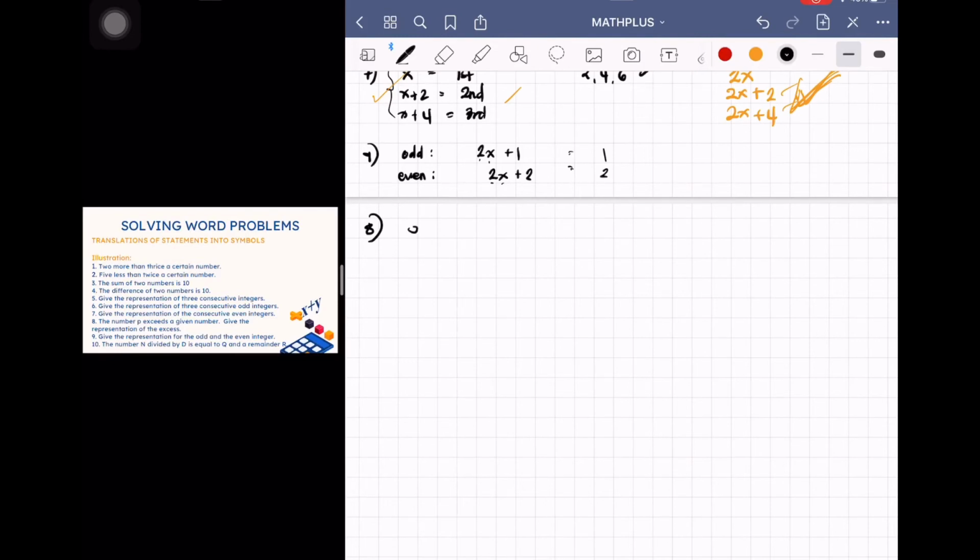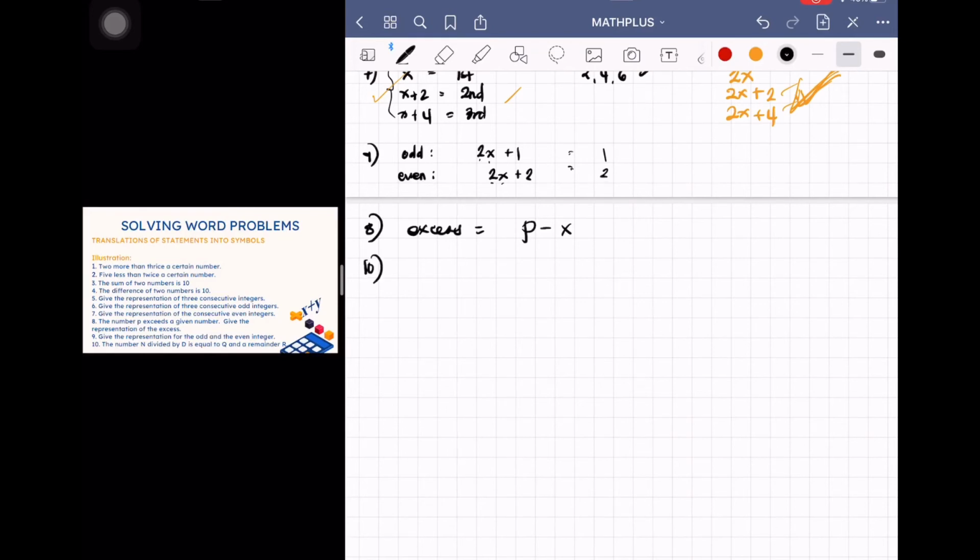So for the excess, that is simply p minus x, di ba? Si p mas malaki kay x. So, para makuha mo yung difference, yon exceeds, di ba? Difference nila, kung gaano yung inilaki ng p kay x, that's p minus x. Okay? Let's go to number 10.